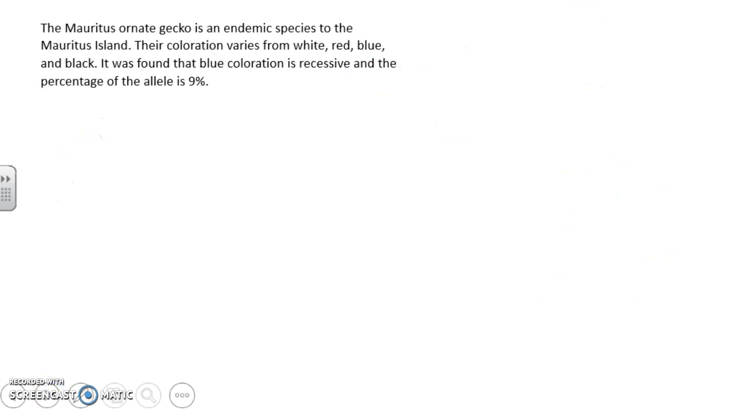All right. The second problem had to deal with a gecko that is endemic to the island of Mauritius. And in this case, it has a variation which could be white, red, blue, or black, and it was found that the blue coloration is recessive, and the percentage of the allele, now I'm talking about allele, is 9% of the recessive allele. So that tells us that q is 9%, which means that q is 0.09. So now we got q.